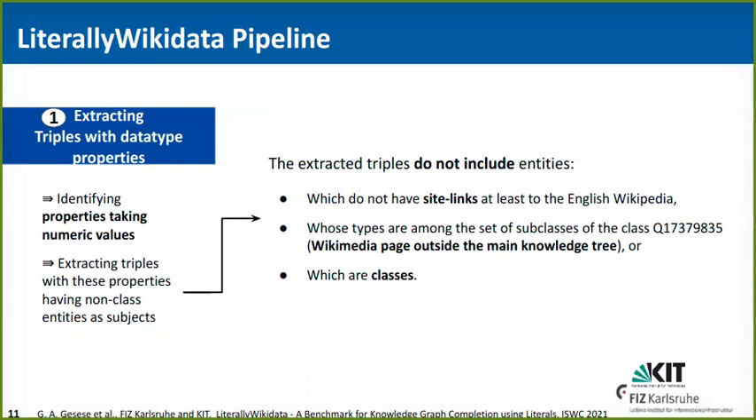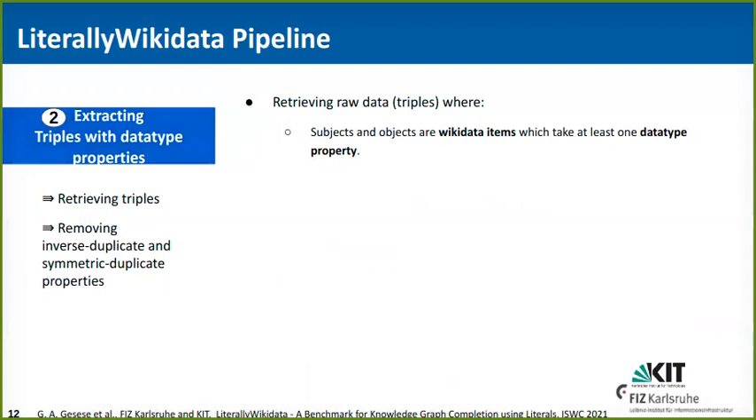After identifying the properties, the triples with these properties are extracted, excluding those entities with no site link to English Wikipedia, or whose types are among the subclasses of the class Wikimedia page outside the main knowledge tree, or if they are classes themselves. In the second phase or step, we extract all relational triples. By relational triples, we mean triples with object properties, where the entities, subjects, and objects take at least one data type property.